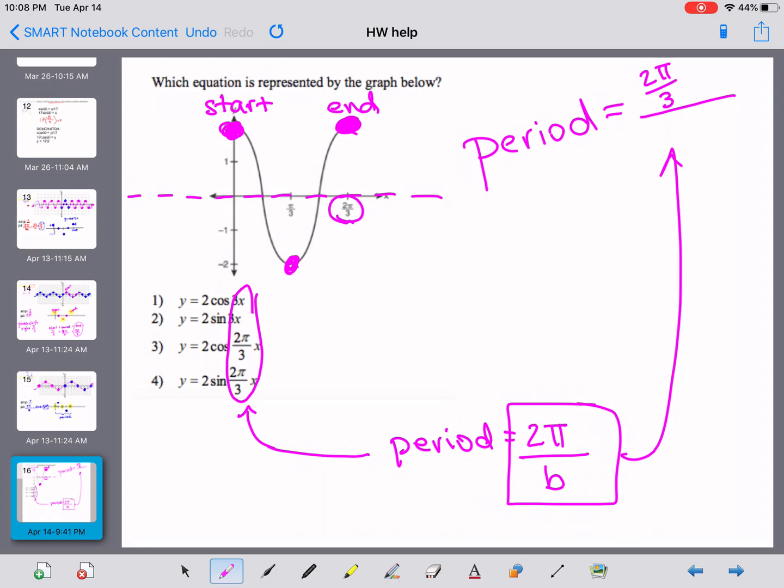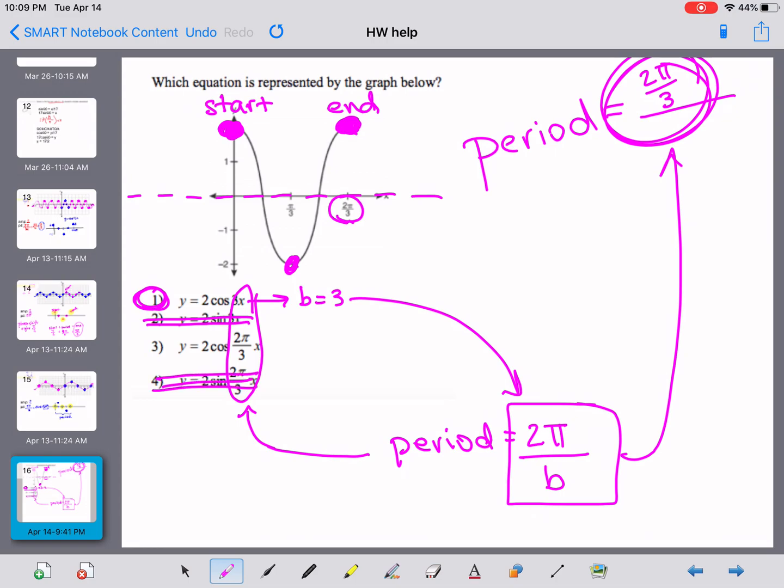So here in example 1, the b value is 3. So if I put that into the formula, do I get the correct period? Yes, I do. So this first one is the answer, okay? Option 2 was sine, so that should be out. This was a cosine graph. Again, I know it's cosine because it starts at its maximum and it ends at its maximum. So that eliminates this option 4 as well.